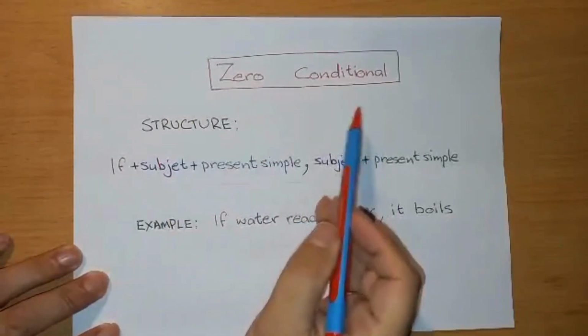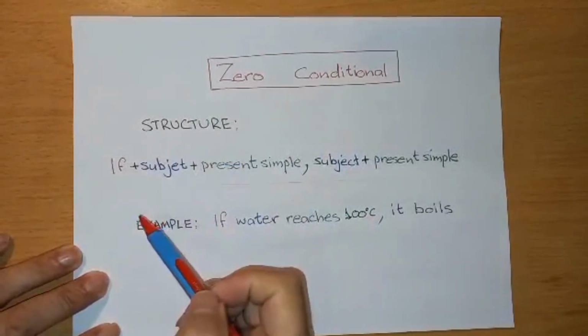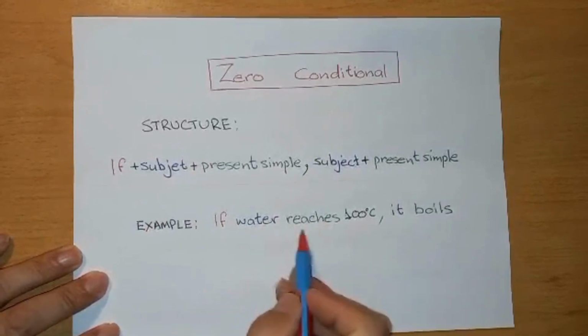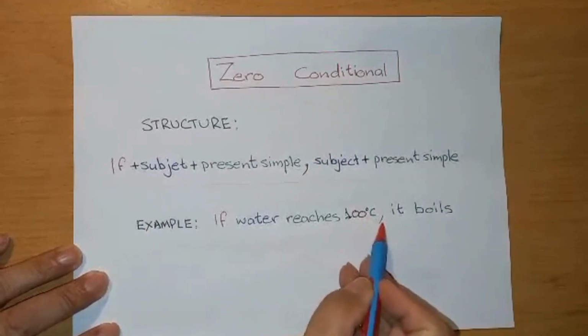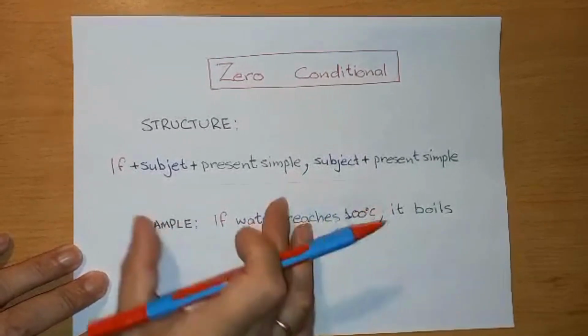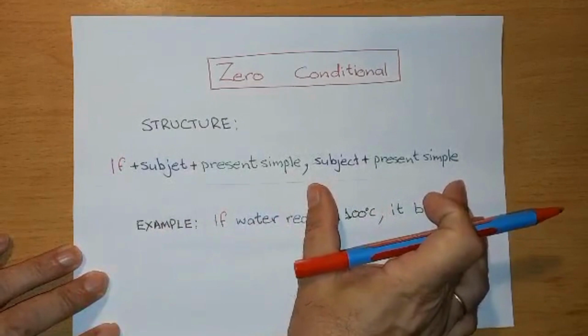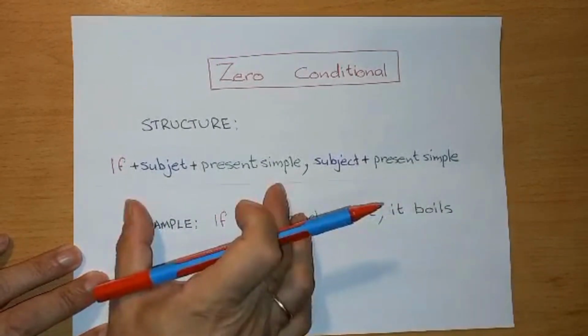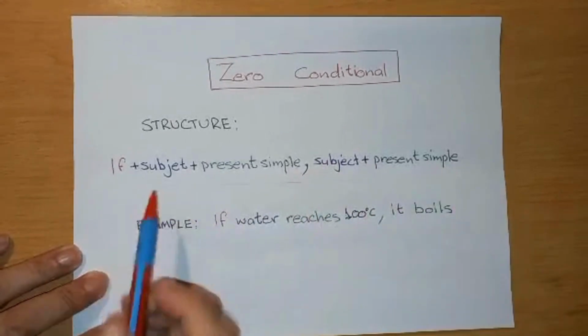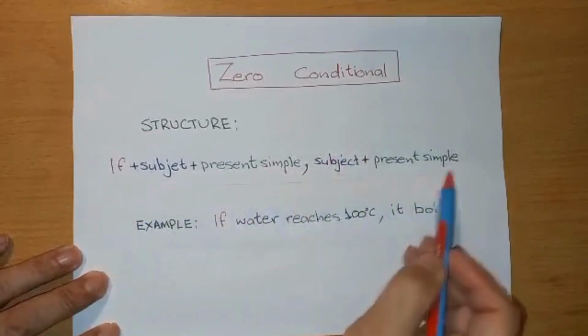Now let's break it down and take a closer look at the structure. In the sentence we said previously, if water reaches 100 degrees Celsius, it boils, we have some elements. First of all, we have two major elements, which are the clauses. They're called small sentences, let's say. We have the if clause and the result.